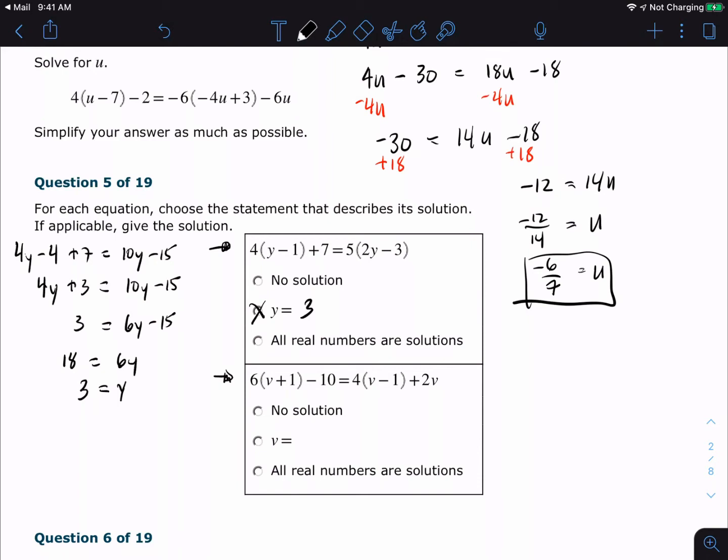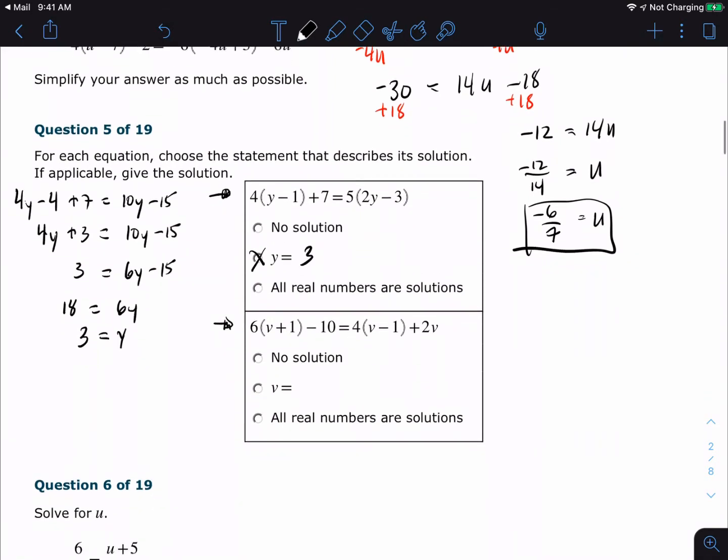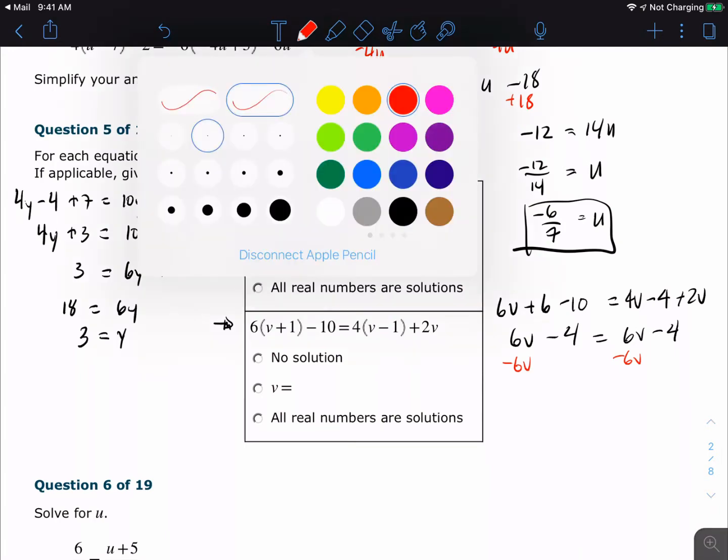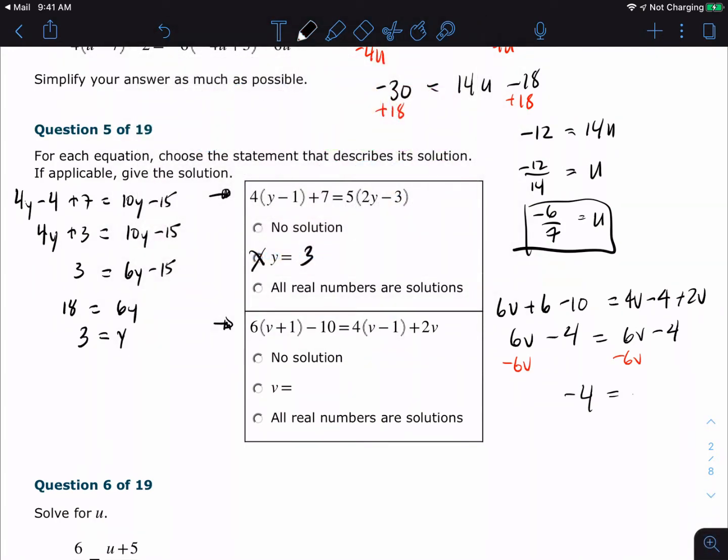Okay. For the next one, and I'll work it over on this other side, I'm going to get 6v plus 6 minus 10 is equal to 4v minus 4 plus 2v. Combining like terms, I'm going to get 6v minus 4. And we can see when we move things over, they're already at the exact same. So what ends up happening is if I move things over, and I'll do it just so you guys can see, if I subtract 6v and I subtract 6v, they're going to be gone, right? And I'm going to get negative 4 is equal to negative 4.